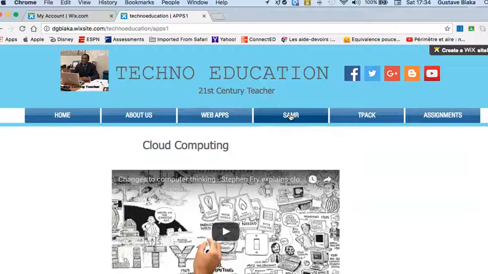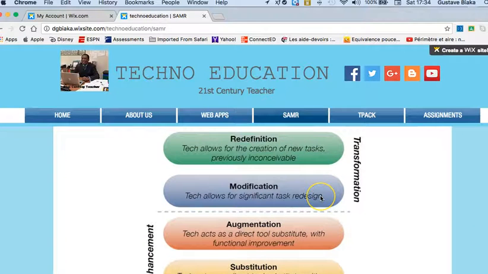Also, we learned many teaching techniques and strategies, and one of them is substitution, augmentation, modification, and redefinition, SAMR. I don't go deeply into explaining it, but you can see what we did.